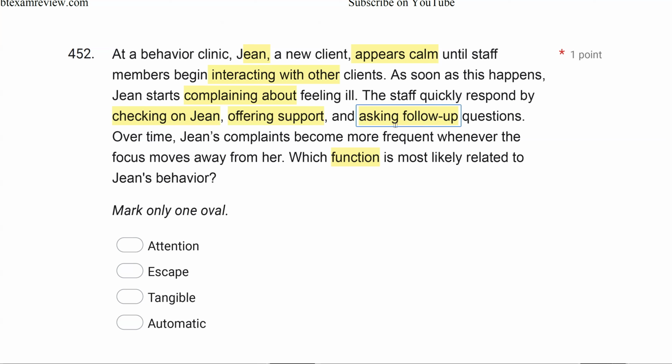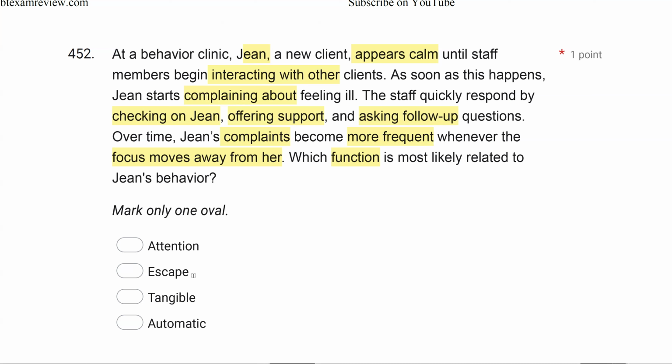Well, it appears to be reinforcing Jean's complaining about feeling ill because now Jean is complaining more frequently when the focus moves away from her. So, what is Jean getting out of complaining? Well, it appears she's getting a lot of attention, and that appears to be reinforcing the behavior. So, the function most likely related is pay attention.